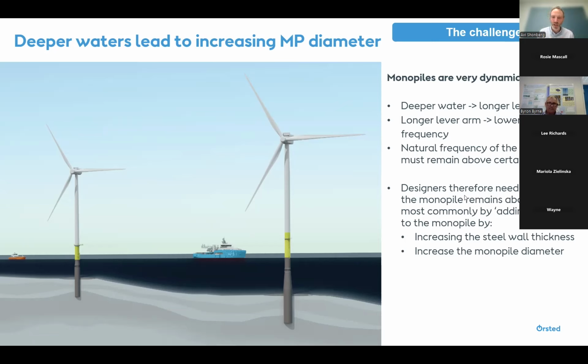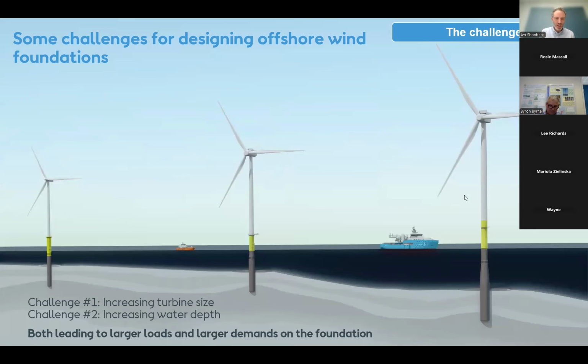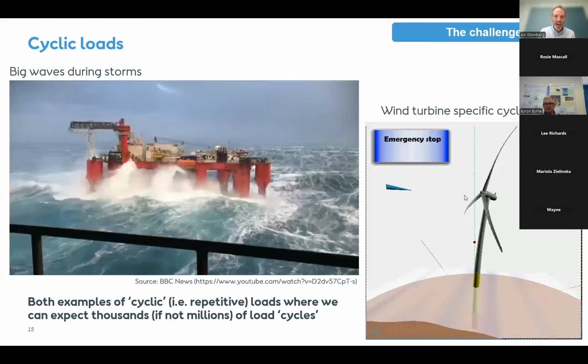So now we're seeing monopiles of 10-meter diameter, 12-meter diameter, and maybe even higher or larger diameters going forward in the future. So both of those things, increasing turbine size and increasing water depth, lead to larger loads and larger demands on our foundations. So how does this really look like in the real world?